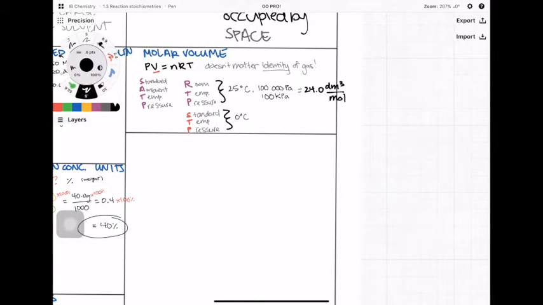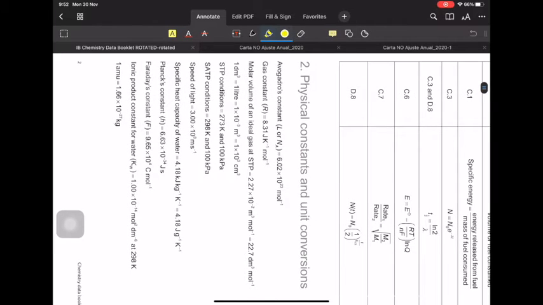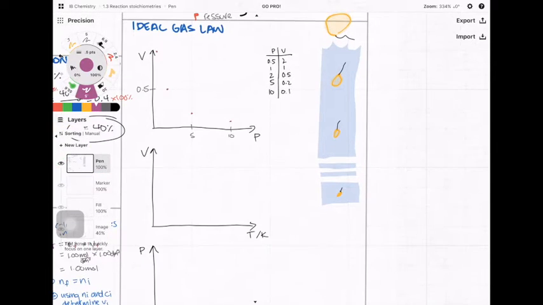The other value that chemists like to use is known as standard temperature and pressure, and so this is when the temperature is 0 degrees Celsius and the pressure is 100 kilopascals, and again, the volume for 1 mole of any gas is 22.7 decimeters cubed. Now again, you don't need to memorize this, as I've just highlighted there in the data booklet.